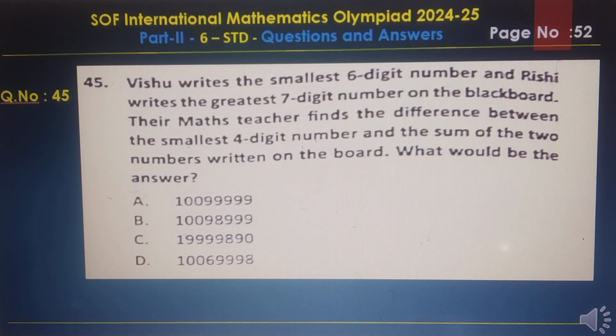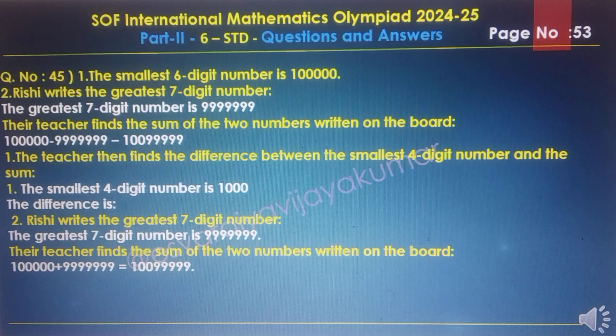Question number 45. Vishnu writes the smallest 6-digit number and Rishi writes the greatest 7-digit number on the blackboard. Their maths teacher finds the difference between the smallest 4-digit number and the sum of the two numbers written on the board. What would be the answer? Options A, B, C, D are given. The smallest 6-digit number is 100,000, which means 1 lakh. Rishi writes the greatest 7-digit number, which is 9999999, and their teacher finds the sum of the numbers written on the board.